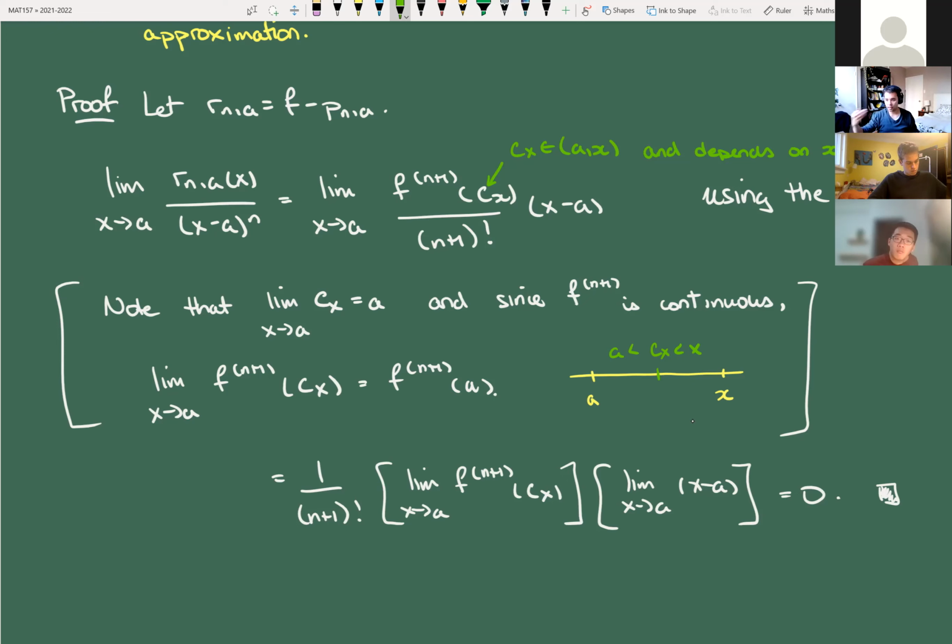So you get that c_x approaches a as well. Therefore, since f^(n+1) is continuous, you can now change the variables and you get that that thing actually converges to whatever f^(n+1) at a is. Again, it doesn't matter what its value is because we're going to multiply it by 0. But in order to apply the limit laws, we just needed to guarantee that the limit actually existed. We do know that it exists. So voila, who cares what it is? And we get 0 as we want it. Okay, so any questions about that?